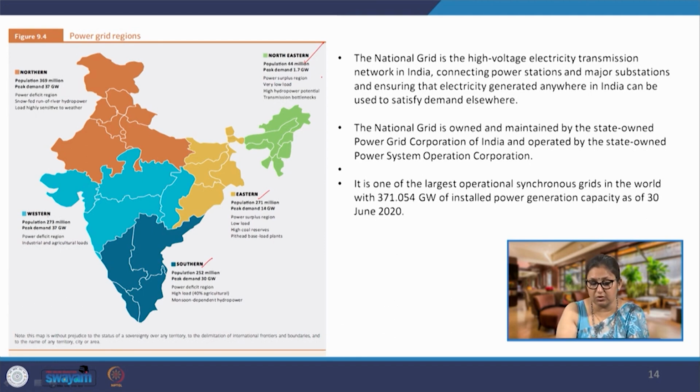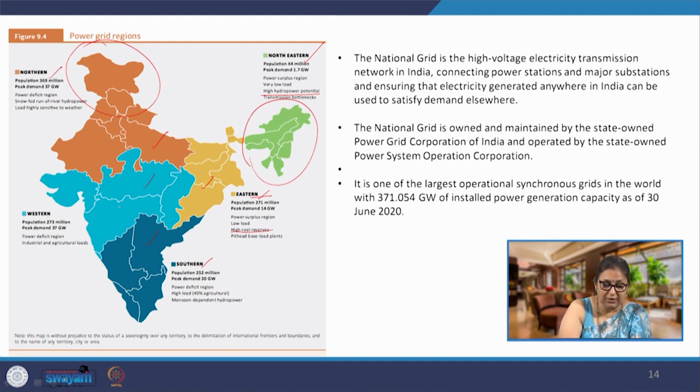If we look at northeastern, it has a significant potential for high hydropower. If we look at the eastern, we have very high coal reserves and it is a power surplus region in general. If we look at southern, it has hydropower, but it is dependent on monsoon. So, it varies seasonally. Solar is more or less available in all the 4 regions except the northeastern region and the extreme north of northern region.